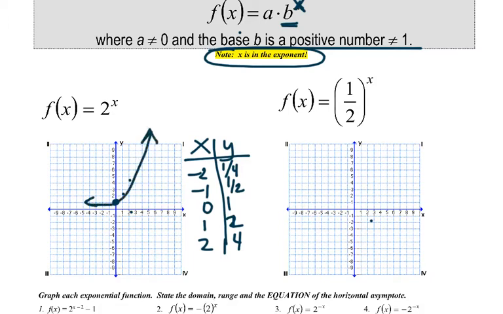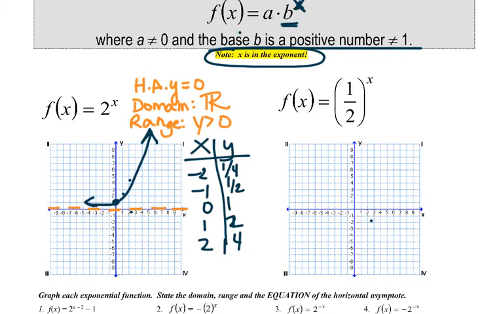So what we notice is that this graph has our old friend, a horizontal asymptote. I know I didn't ask this here, but I'm just going to write that it has a horizontal asymptote at y equals 0. And then if I did the domain and the range, what would the domain be? Right, all real numbers. It doesn't matter what the exponent is. And what about the range? Right, it's always greater than 0. Anytime you have a positive number raised to any power, it's always positive.